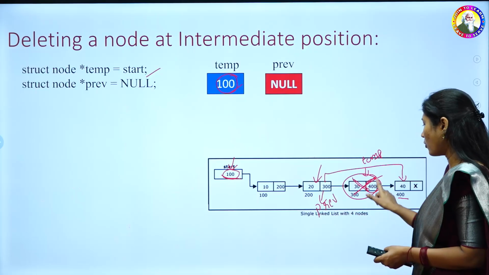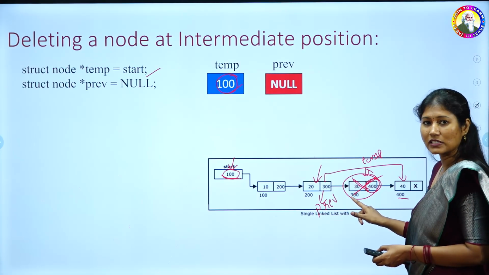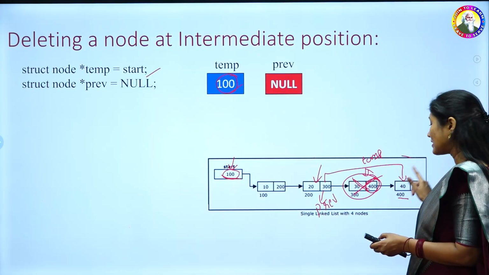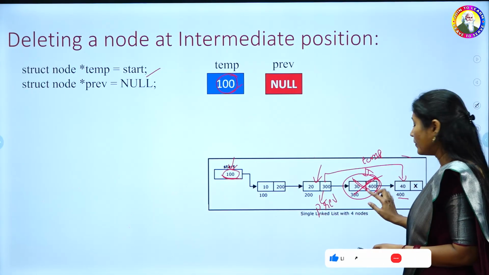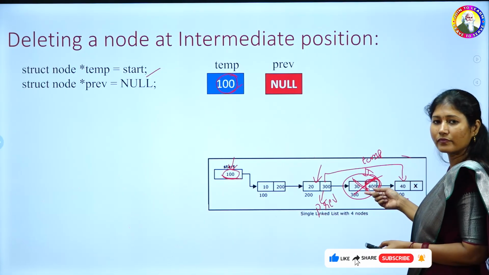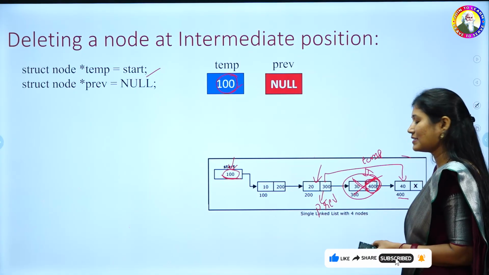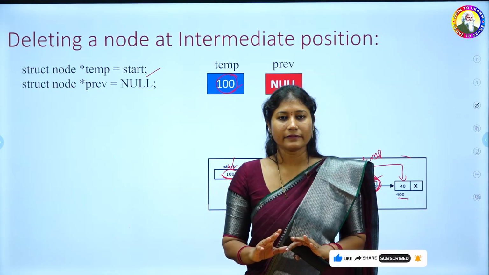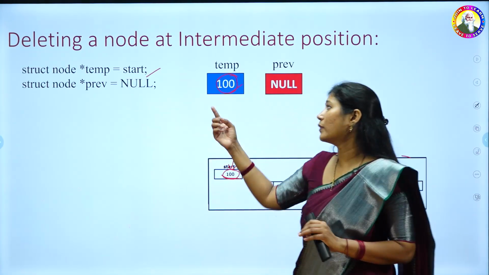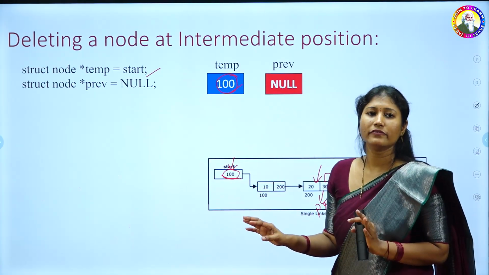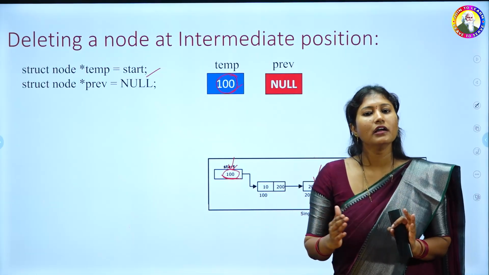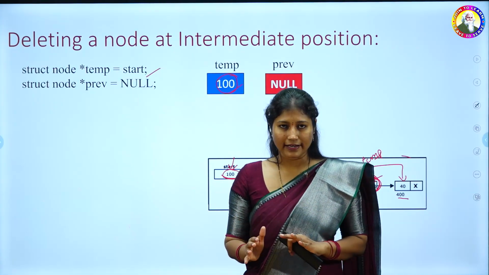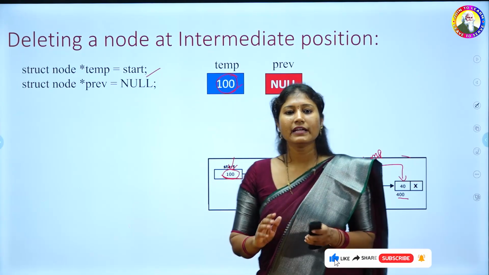Yes or no? I want to delete this one. In order to delete it, I need to change the previous address. This should point to the next element of this one. Where is this address? It is there in the next element. So we have to replace this address with the next one's address. This is our task. For that purpose, we require the temp pointer and the previous pointer, like how we did in the deletion at the end. Temp will be the same as the start value and the previous value will be null.